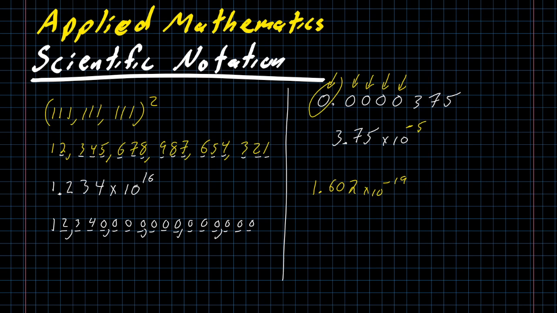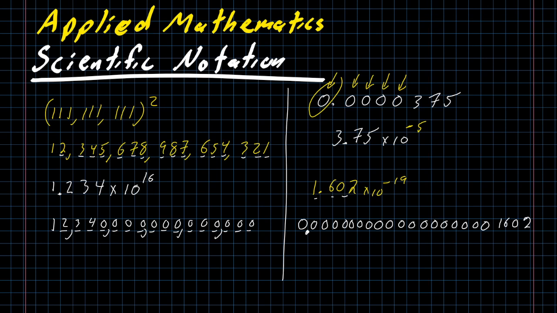So I write down 19 zeros. 1, 2, 3, 4, 5, 6, 7, 8, 9, 10, 11, 12, 13, 14, 15, 16, 17, 18, 19 of them. I put the decimal point after the first one, so that I have a leading zero. And then way at the end, I write out all of the digits that are given to me in the value in scientific notation, 1602.